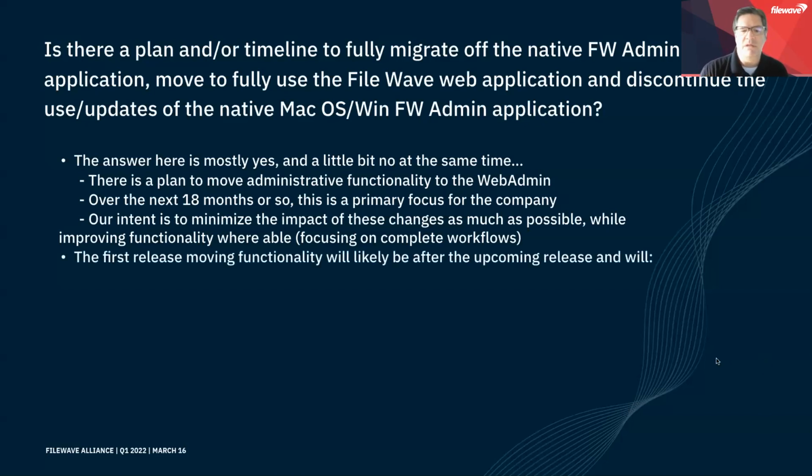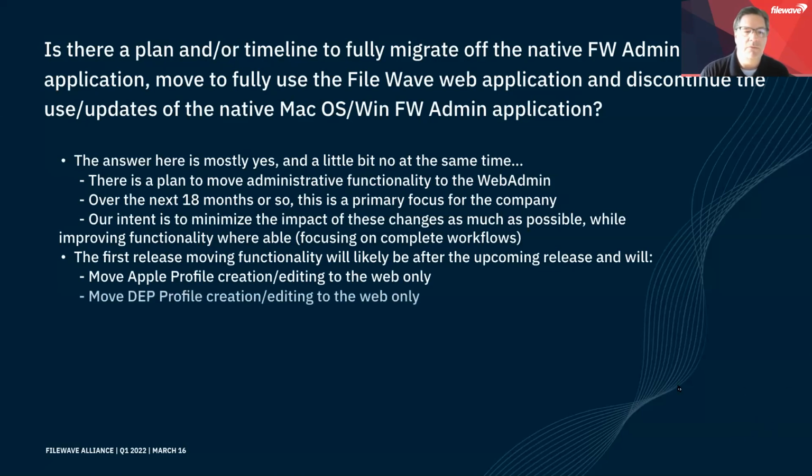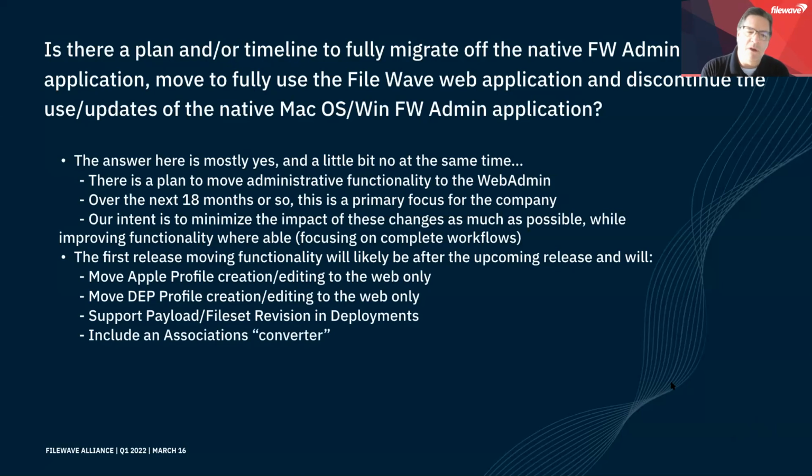So the first release where we're moving, not in parallel, but moving functionality to the web admin will likely be after the upcoming release. So not the next release, which would be 14.8, but the release after that. These are the things where we'll have some functionality moving. We'll be moving Apple profile creation and editing to the web only. We'll be moving DP profile creation and editing to the web only. We will support payload file set revision choice in deployments, which we don't do today. So it's a little enhancement there. And then we're going to include an associations converter, which we're going to talk about next.